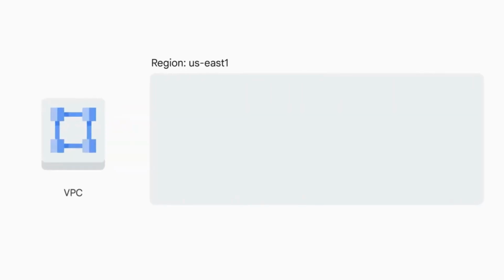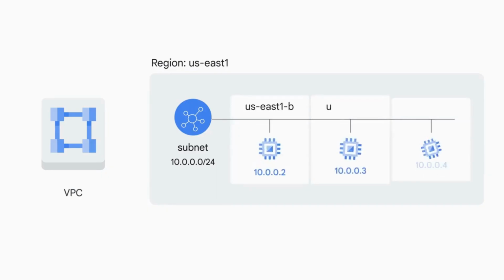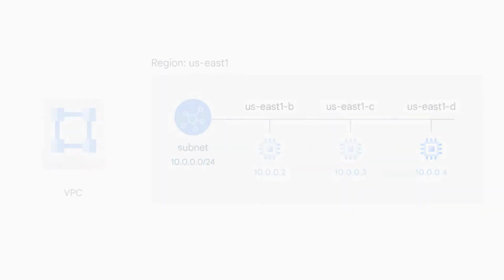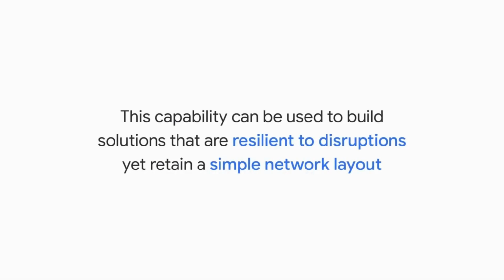For example, let's take a VPC with one network that currently has one subnet defined in Google Cloud's US East 1 region. If the VPC has 3 Compute Engine VMs attached to it, it means they're neighbors on the same subnet, even though they're in different zones. This capability can be used to build solutions that are resilient to disruptions, yet retain a simple network layout.